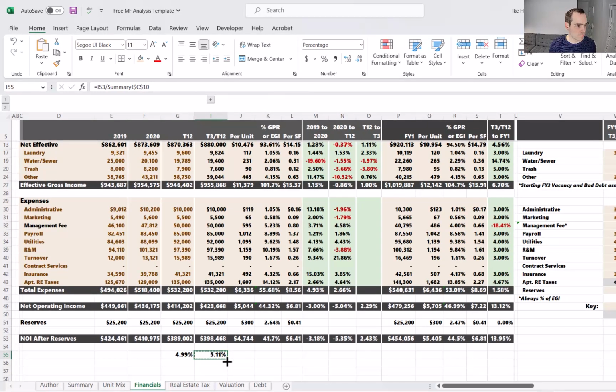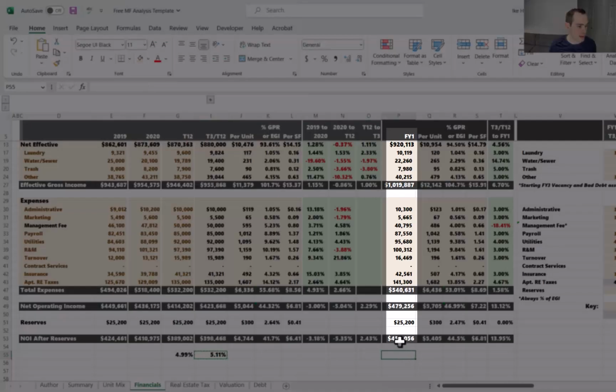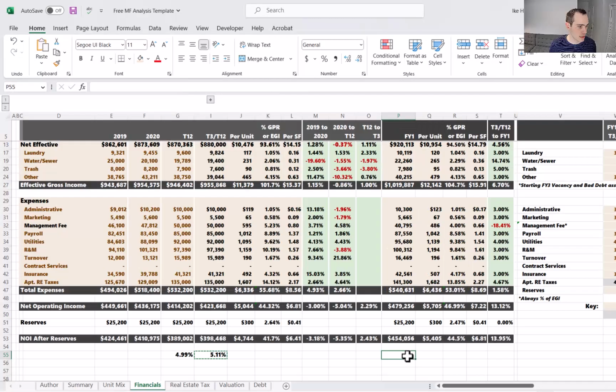We can even go a step further and run that cap rate calculation on our projected year 1 pro forma NOI, so the $454,000 here. I'm going to copy and paste the formula. And once we're able to raise rents, cut down on some expenses, the cap rate increases to 5.82%. So let's talk about why I don't love the cap rate calculation.